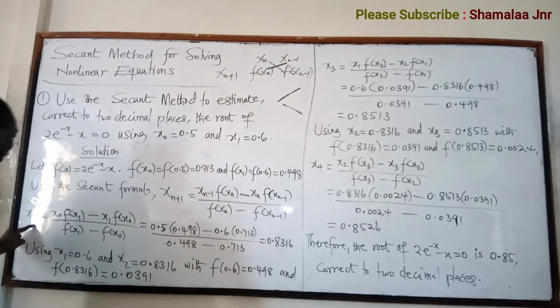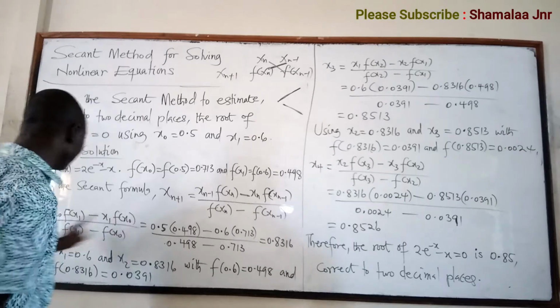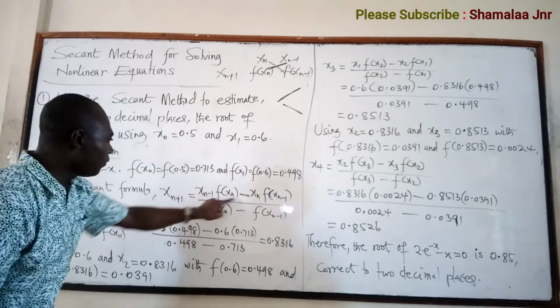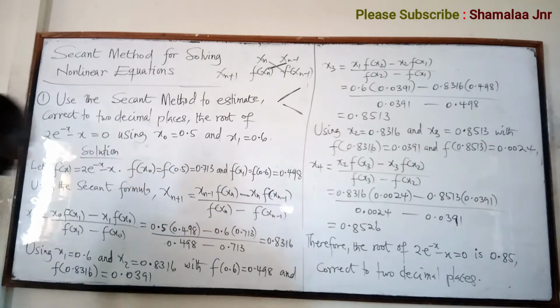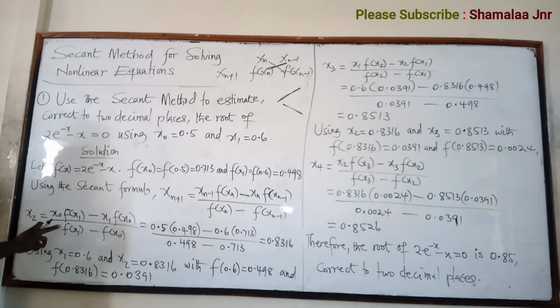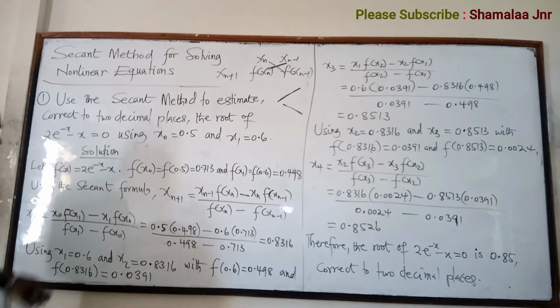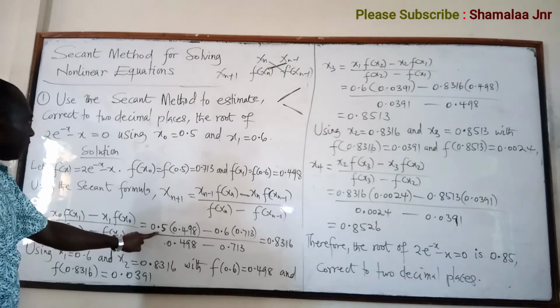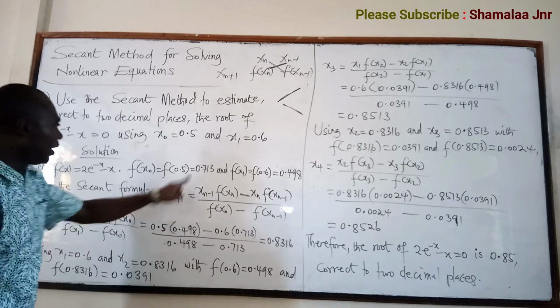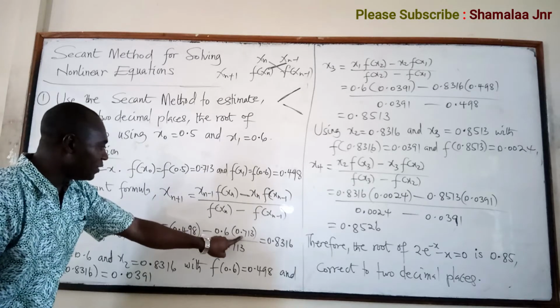Are you seeing it? So s2. When n is 1, this will be s0. F of s0, x1, f of s0, when n is equal to 1. So you are going to get this. Now let's do the substitution. 0.5, and its functional value is 0.713. That one is here, isn't it?